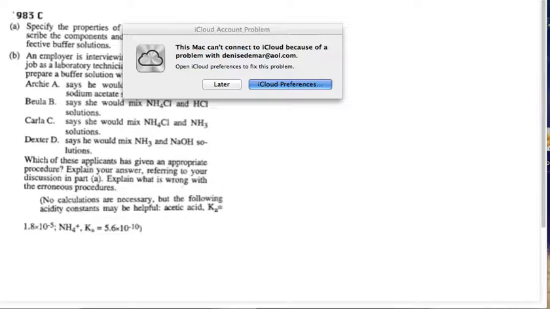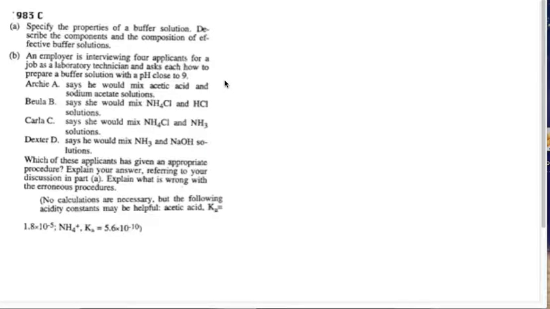Specify the properties of a buffer solution. Describe the components and composition of effective buffers. So first off, what's the buffer do? What's its job? Help stabilize pH. So that's what the property is. Stabilize pH. And what components do we need to make a buffer system?